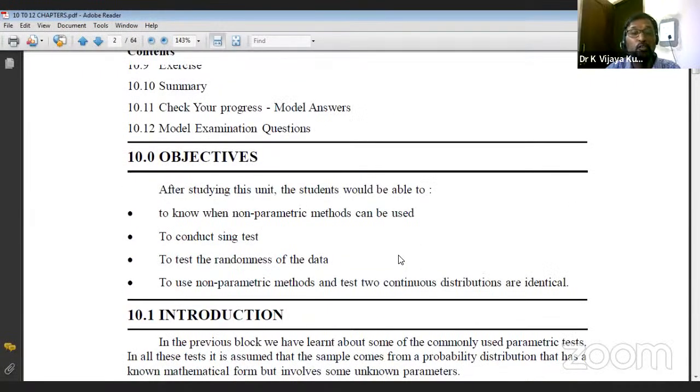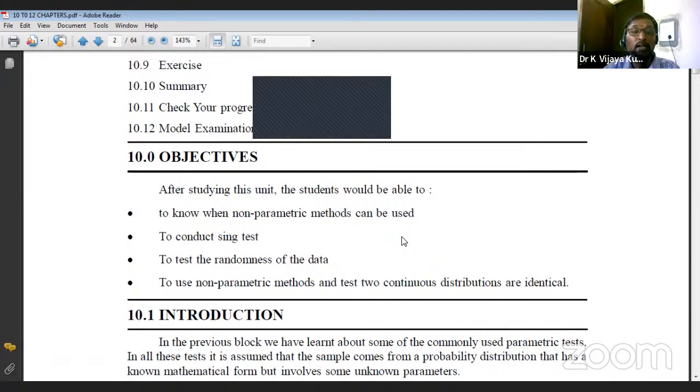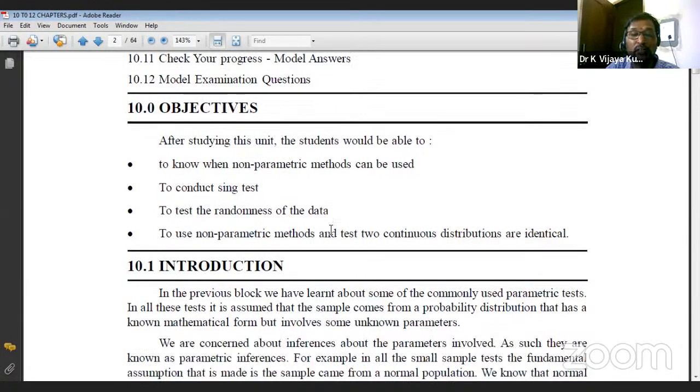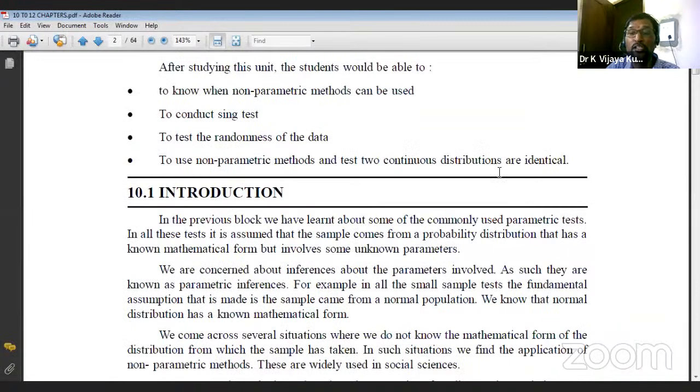After studying this unit, the students will be able to know the non-parametric methods used to conduct the sign test, the run test to test the randomness of the data, and to test whether two continuous distributions are identical.